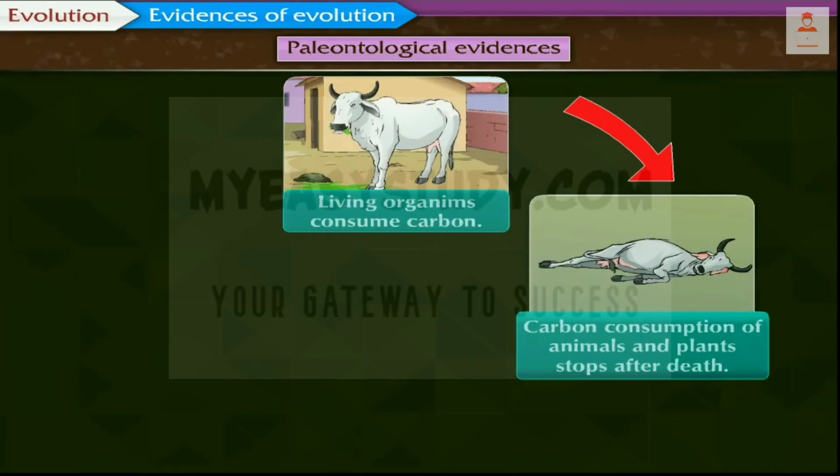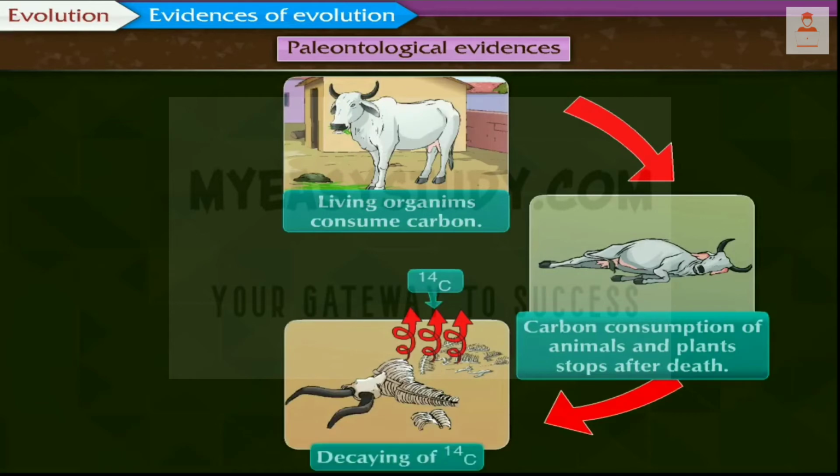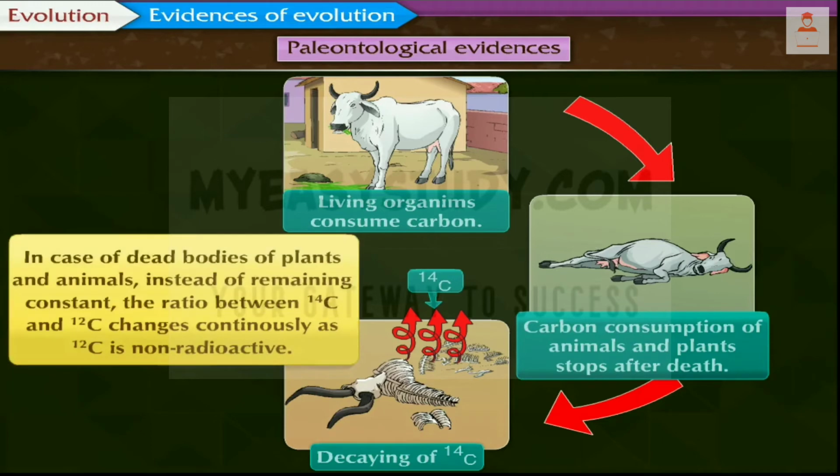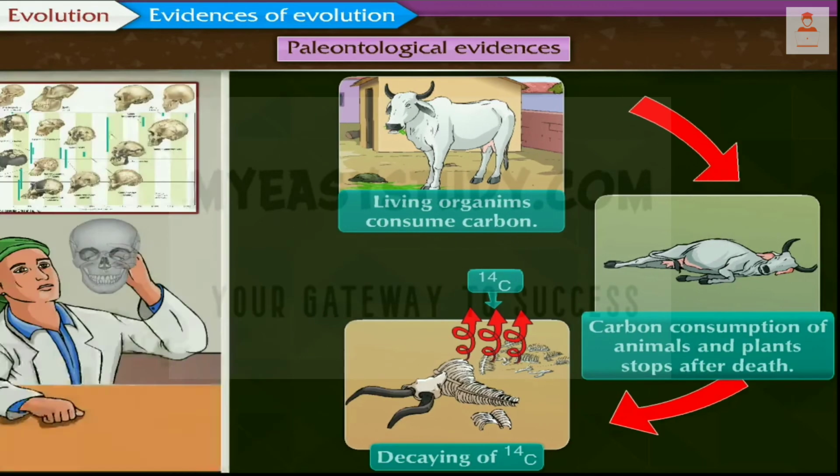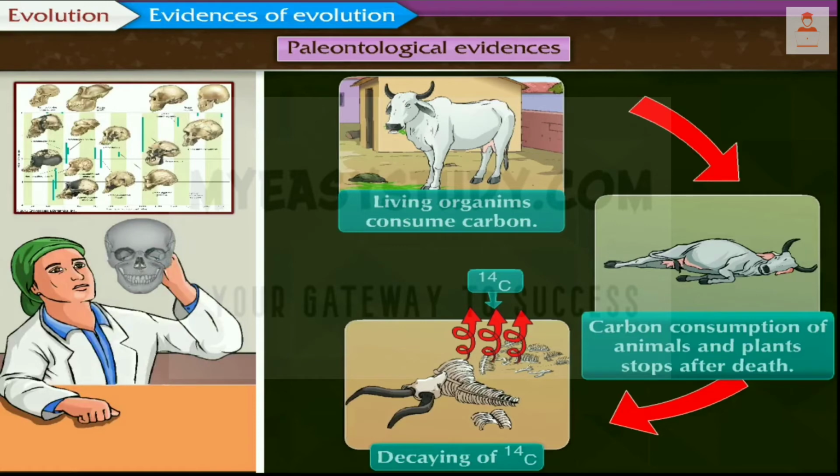Carbon consumption of animals and plants stops after death, and since then, only the decaying process of C14 occurs continuously. In case of dead bodies of plants and animals, instead of remaining constant, the ratio between C14 and C12 changes continuously, as C12 is non-radioactive. The time passed since the death of a plant or animal can be calculated by measuring the radioactivity of C14 to C12 present in their body. This is the carbon dating method.